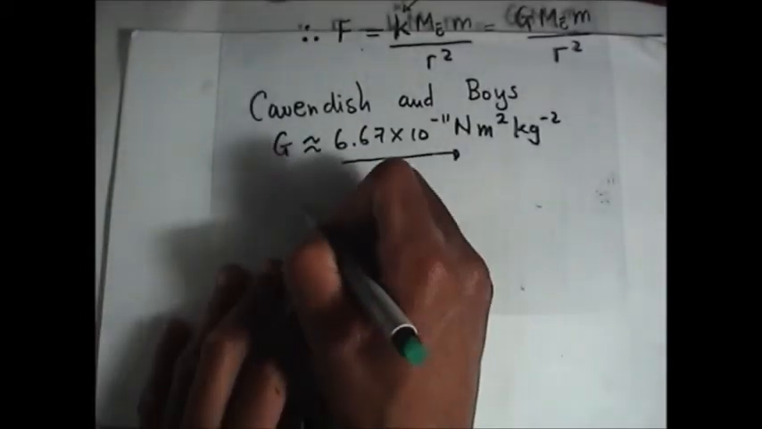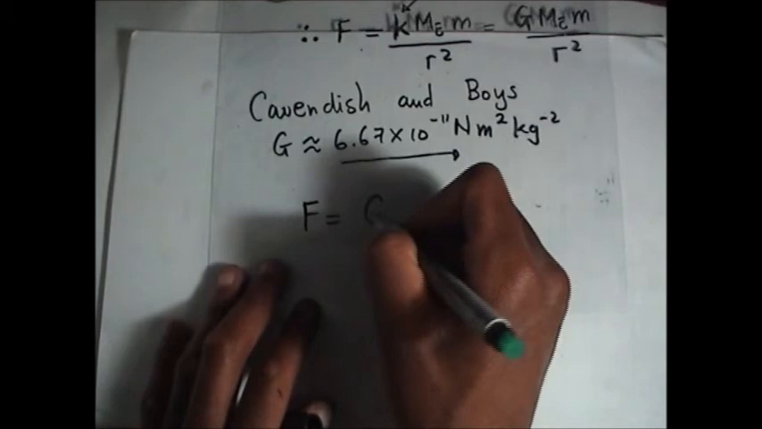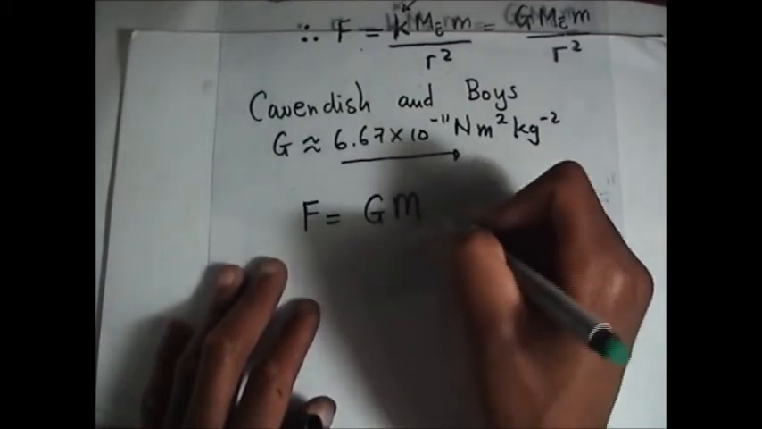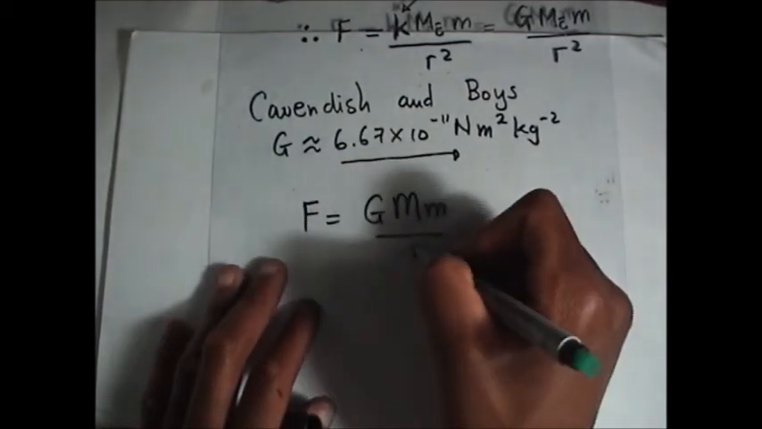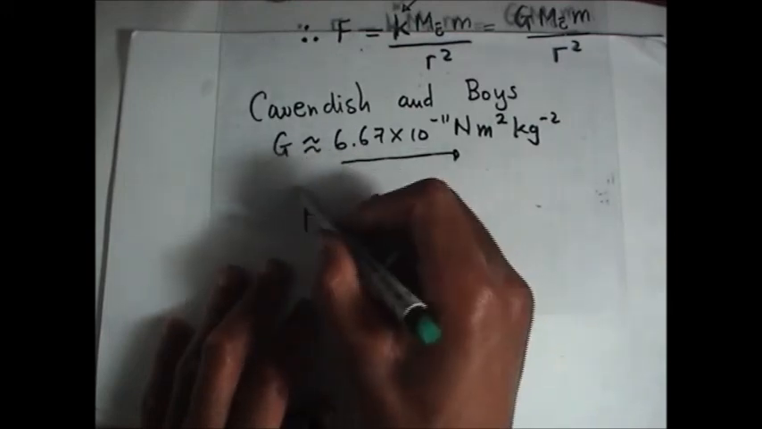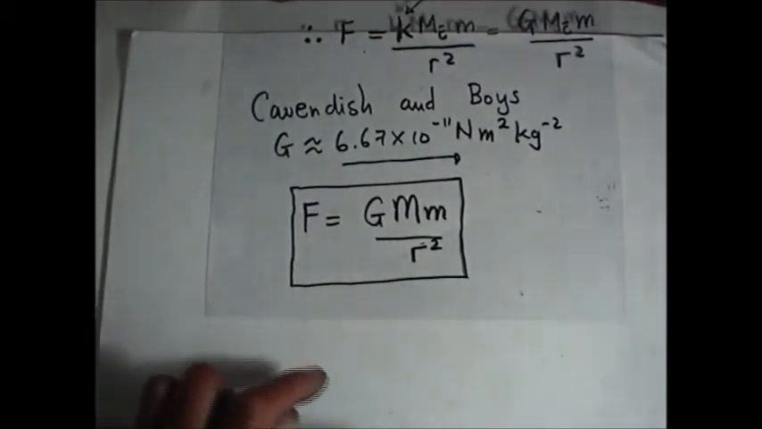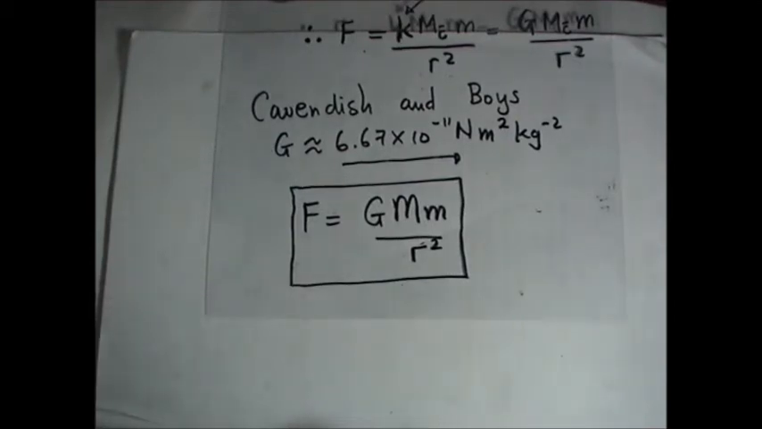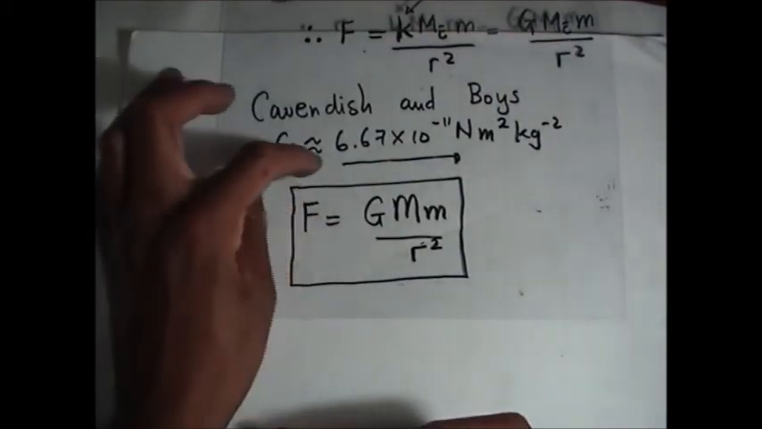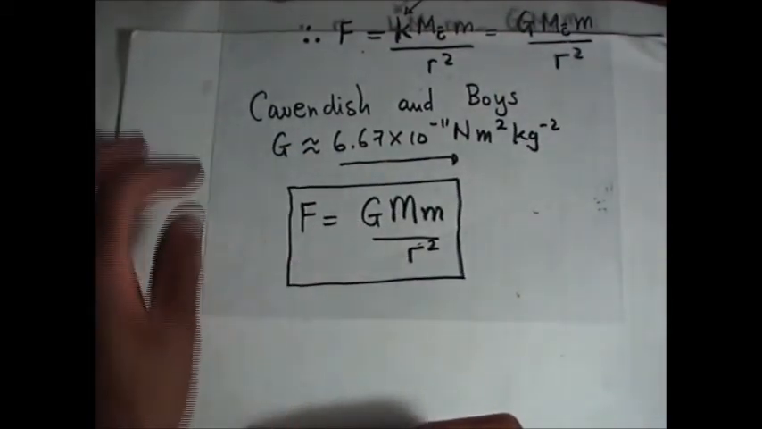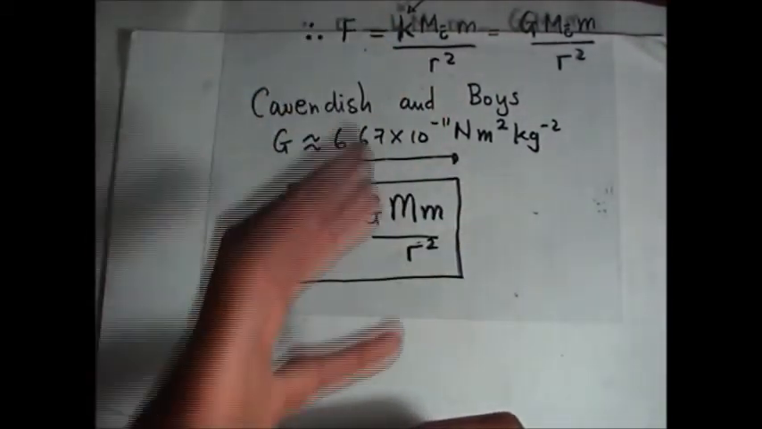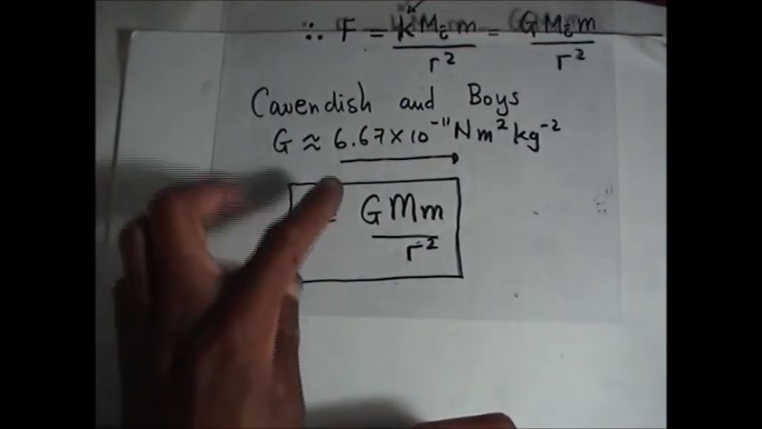So this one was what? This was his new law of gravitation. This is called Newton's universal law of gravitation. That's the point that we wanted to get to. It took him years and many experiments for him to get to this point. For him to get this G, it took him a lot of time, and Cavendish and Boys had to come in to get the right value.